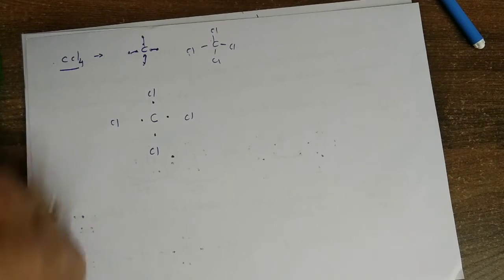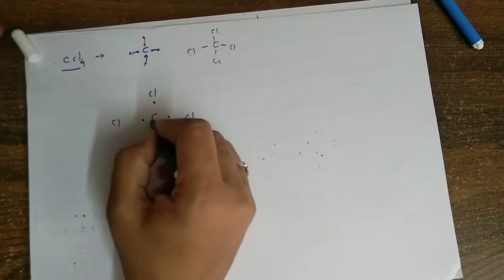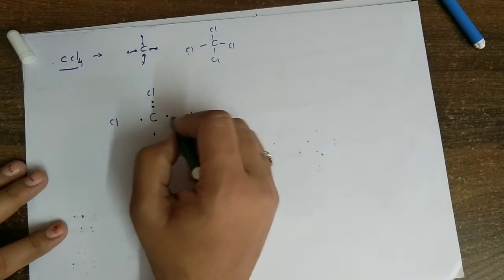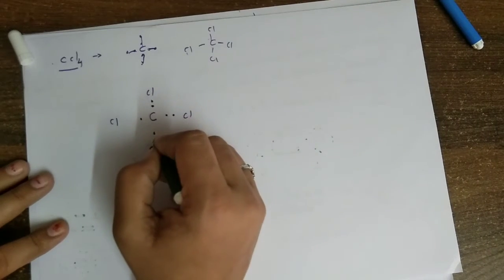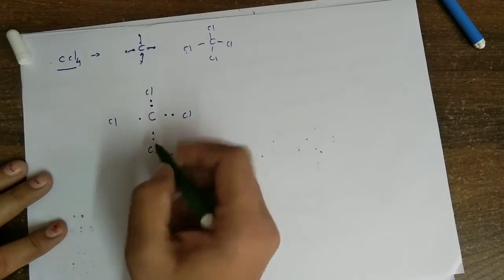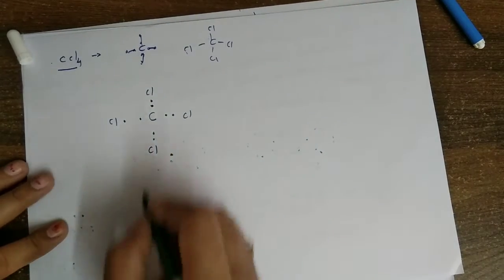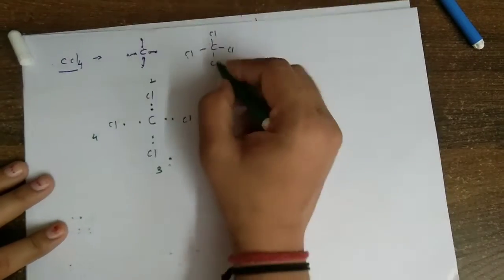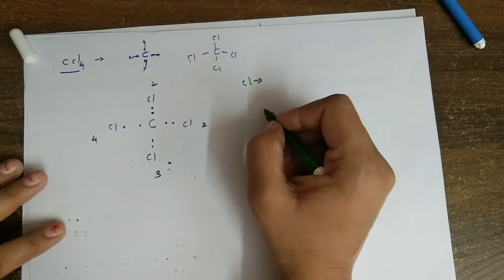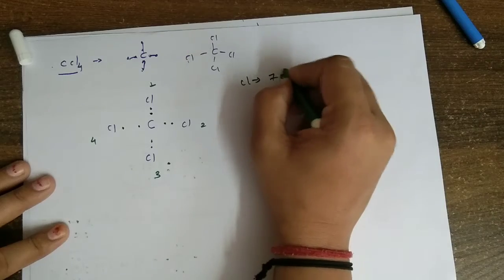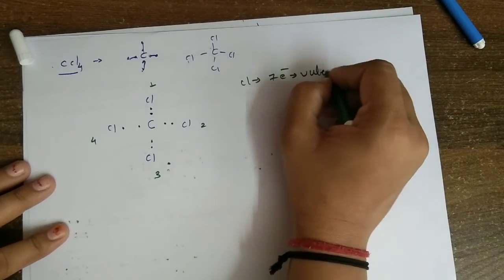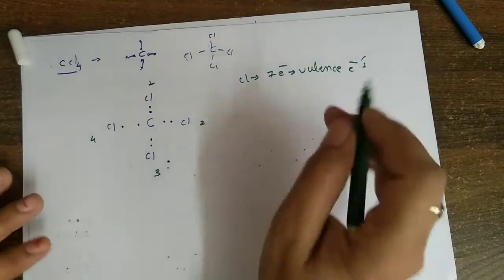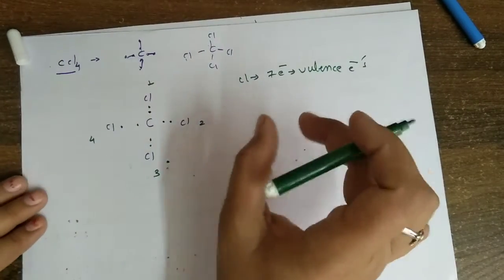The carbon forms the bond with chlorine by sharing of electrons. So 1 electron from here, the chlorine gives 1 electron, and this chlorine gives 1 electron, and this chlorine gives 1 electron. This is chlorine 1, 2, 3, 4. We know that the chlorine has 7 valence electrons. So that means the 7 electrons are present in their outermost shells.